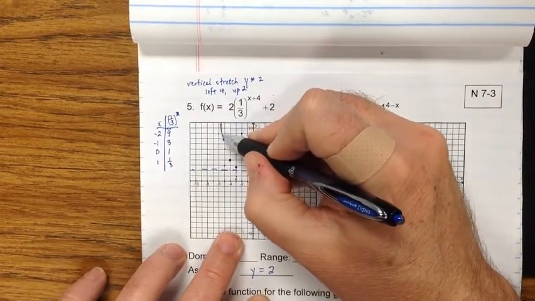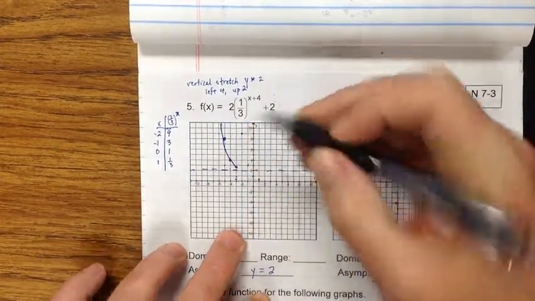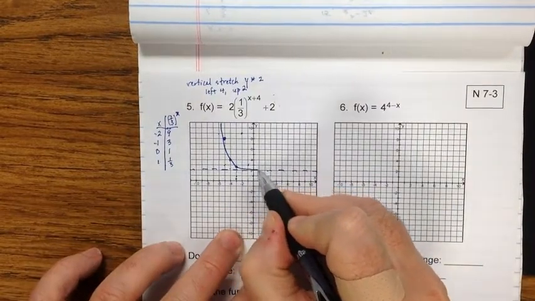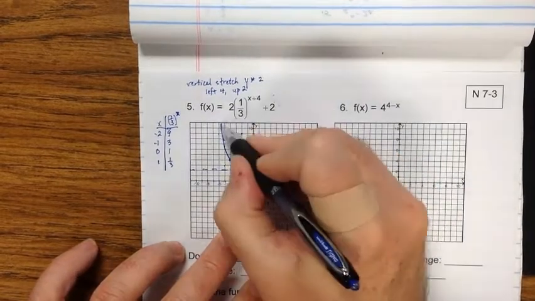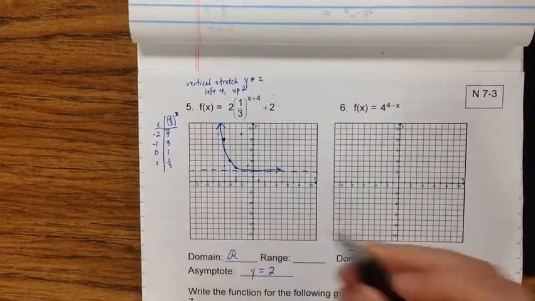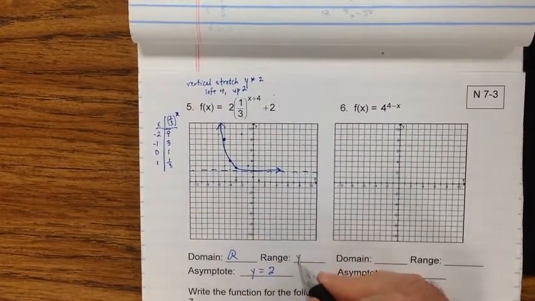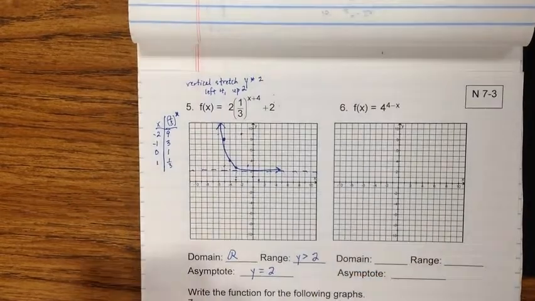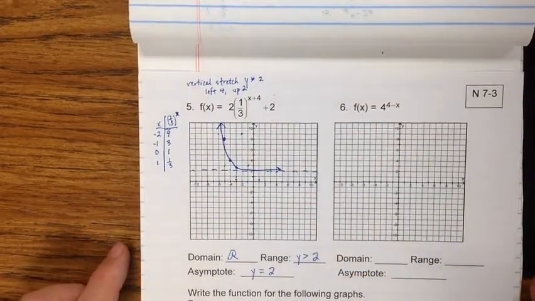So this thing is coming down, and it's going to follow that asymptote, going big to the left. Domain, still all real numbers. My range now is going to be y greater than 2. All right?